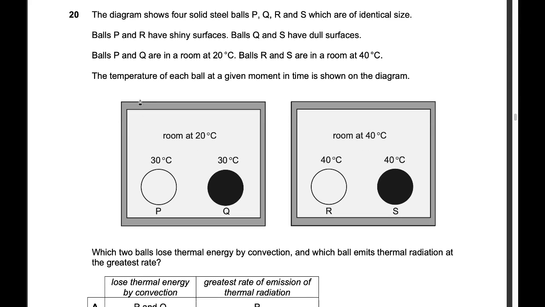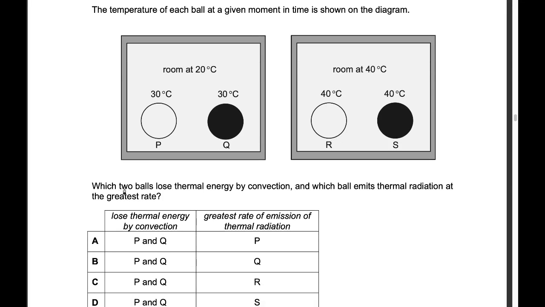The diagram shows 4 solid steel balls, P, Q, R, and S, which are of identical size. Some of them are shiny, some of them are dull. Okay, it's clear from the diagram. Some of them are in a warmer room than the other one. Okay, and their temperatures are different. Okay, so which 2 balls lose thermal energy by convection, and which ball emits thermal radiation at the greatest rate?